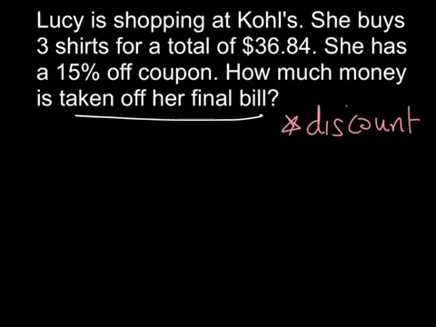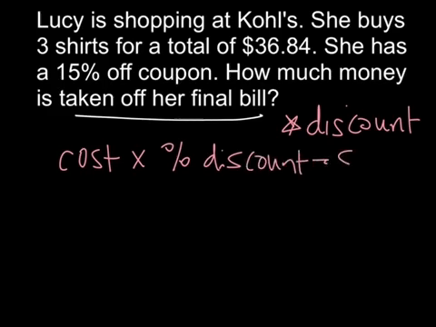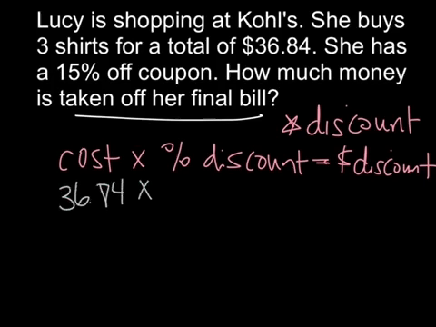So in order to do that, we are going to use our first equation. So that would require us to multiply the cost times the percent discount, and that would get us our actual money discount, or how much money we would take off. So if we go ahead and replace in our equation, we know the cost is $36.84. We multiply that times 15%, and then we need to go through our steps.